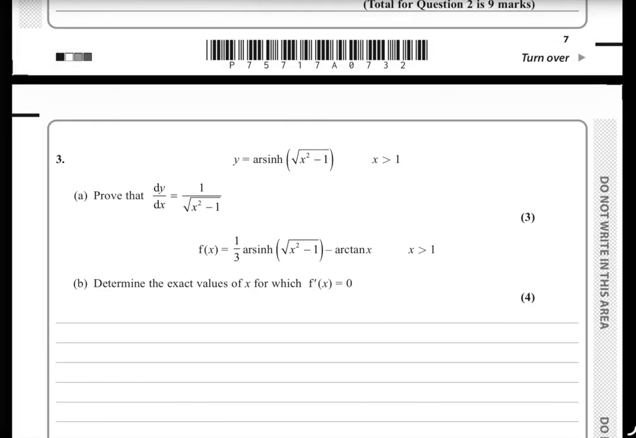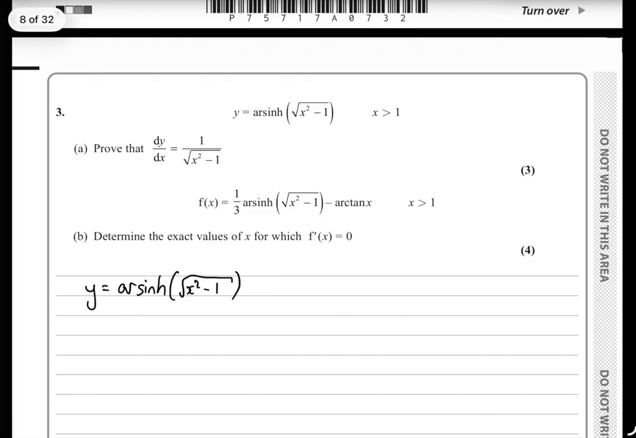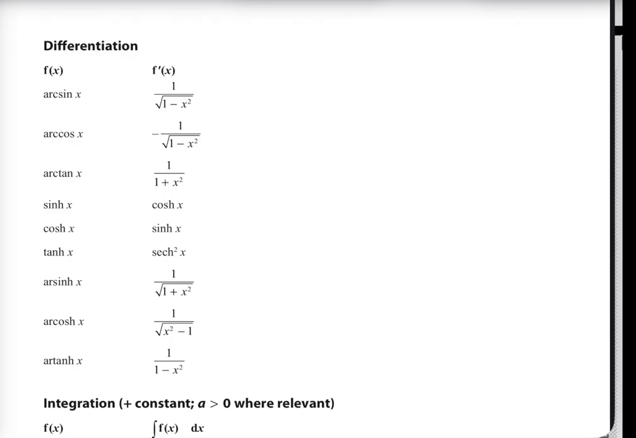We've been given y is equal to arcsin root x squared minus 1. We need to prove the derivative is equal to that thing. Over to the formula booklet. This is the FP3 section. Arcsin here, the derivative is given as this.